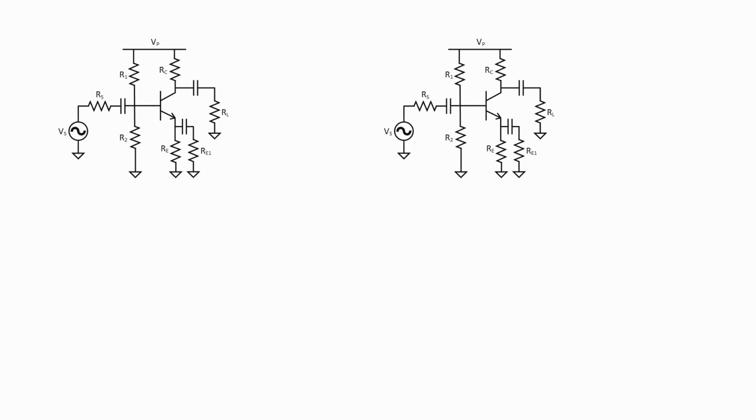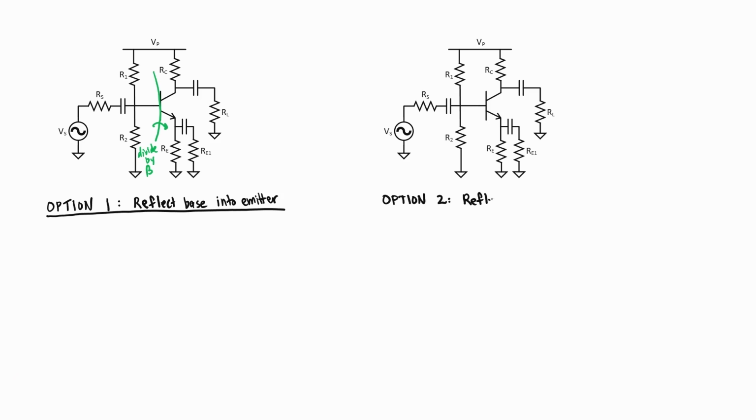So we're going to look at two different options. Option 1 will be to reflect the base into the emitter. In other words, we're going to take all of the resistors on the base side and divide them by beta in order to move them over to the emitter side. Option 2 is going to be to reflect all of the resistors at the emitter over onto the base side. You should only use impedance reflection once when you're finding expressions for voltage gain to avoid double counting things.